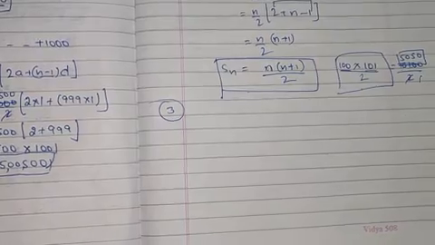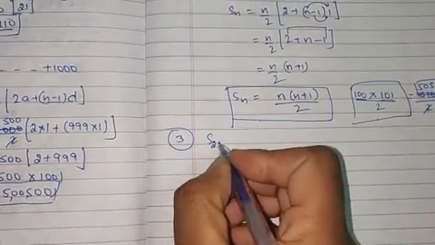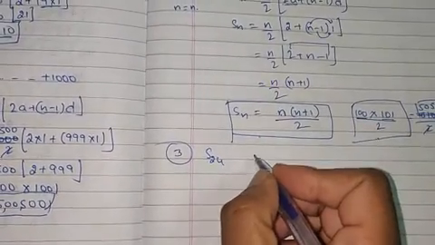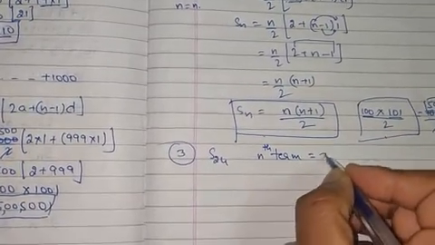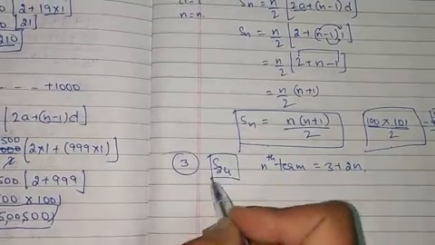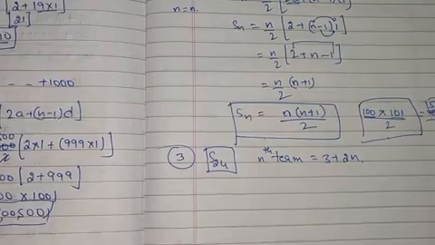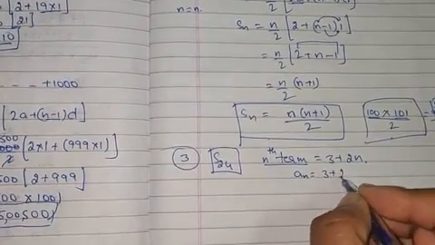Find the sum of 24 terms, that is S24, where the nth term is given by 3 plus 2n. So we have to find the sum of the first 24 terms. The nth term is an = 3 + 2n.